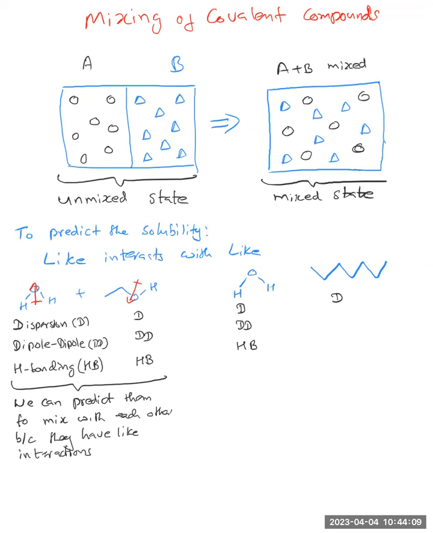Now, here's the thing: because they do not have like interactions, the water will rather interact with other water molecules than with this molecule over here. This is 1, 2, 3, 4, 5, 6, 7. So this is heptane. It's normal heptane, in case you want to give it a name.